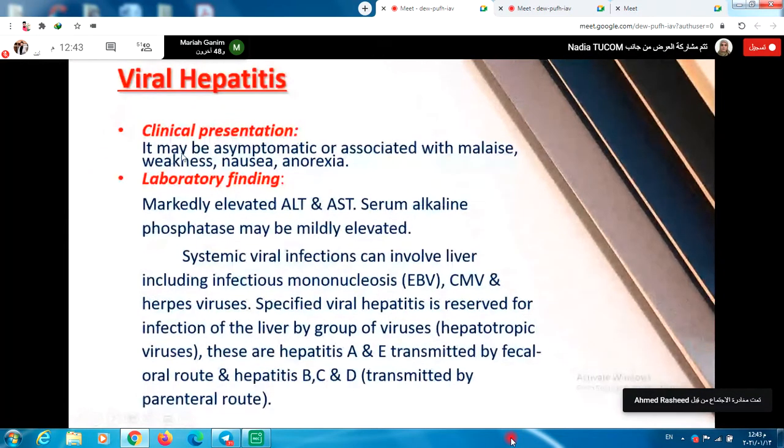The clinical presentation can be asymptomatic, or for each type can be associated with malaise, weakness, nausea, and anorexia. And there is also an elevation of hepatocellular enzymes, alanine transaminase and aspartate transaminase.